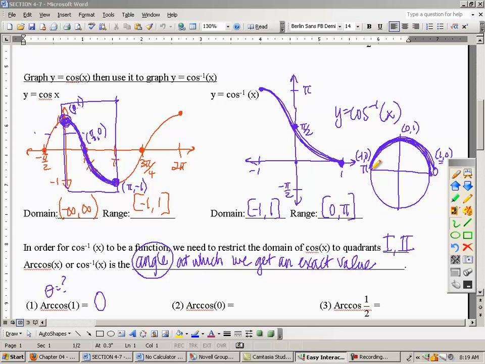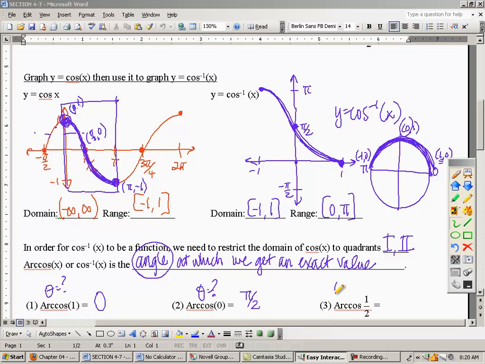So let's go again. At what angle is the cosine going to be 0? At what angle do I look at the cosine being 0? The cosine is 0 at pi over 2.